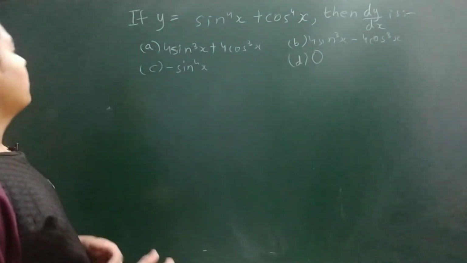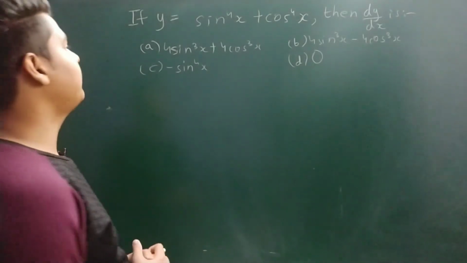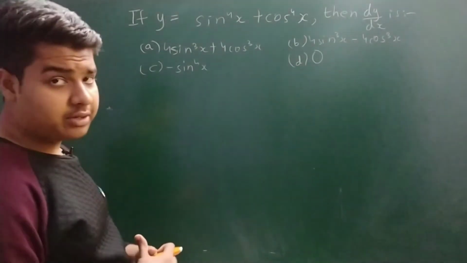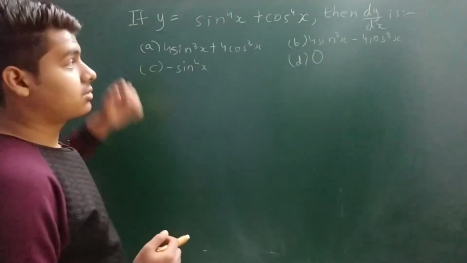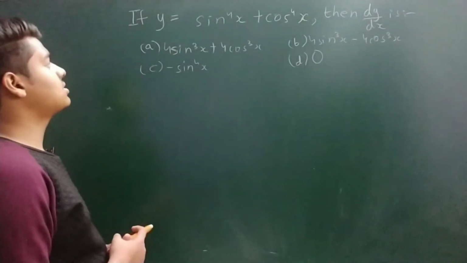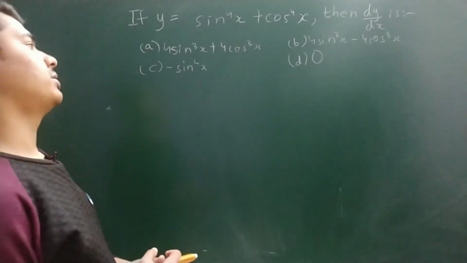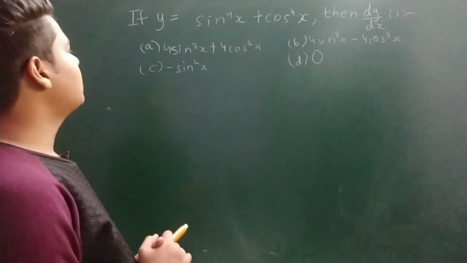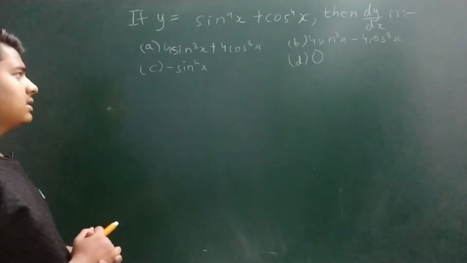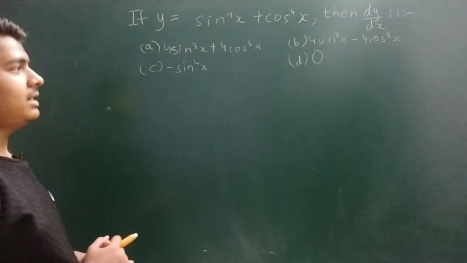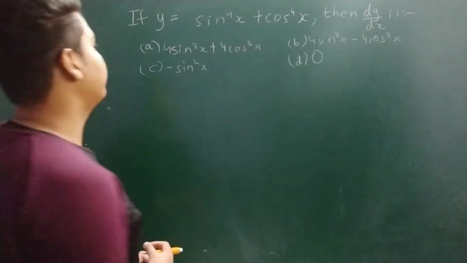So now we have come up with a different question, and that is from the derivatives part, or you can say the differentiation part of this chapter. It is an interesting chapter and fun to do if you love this chapter, and I'll make it interesting for you to do this question. As you can see, the question is y equals sin 4x plus cos 4x. Then the differentiation of y with respect to x is what? The options are A 4 sin cube x plus 4 cos cube x, B 4 sin cube x minus 4 cos cube x, C minus sin 4x, or D 0.